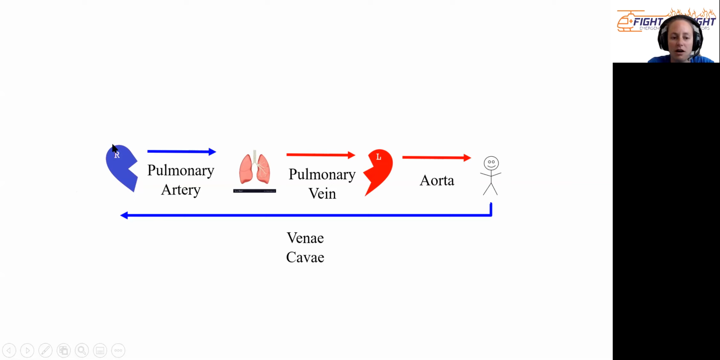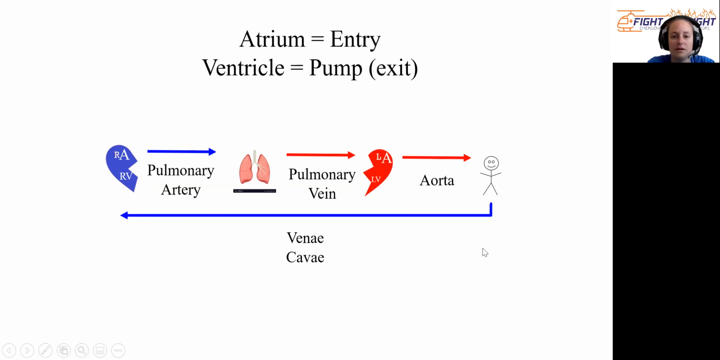Well, when it comes into the heart to the right side, what part does it come into? Well, it comes into the right atrium. What part does it leave through? The right ventricle. Same thing with the left side of the heart. It comes in through the left atrium and it leaves out through the left ventricle. So a way to help you remember that, atrium is entry. If I tell you, meet me at the atrium of Walmart, where would you meet me at? At the entry. Or the atrium of a college building. Atrium is the entry. So atrium is where blood enters the heart. And a ventricle is the pump, so that's the exit. So that should help you remember.